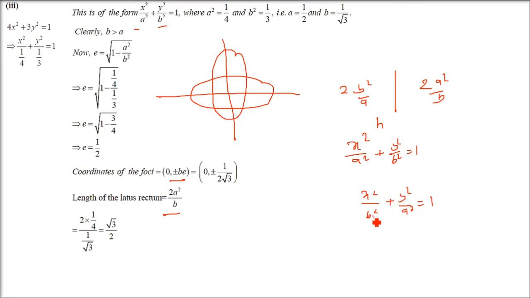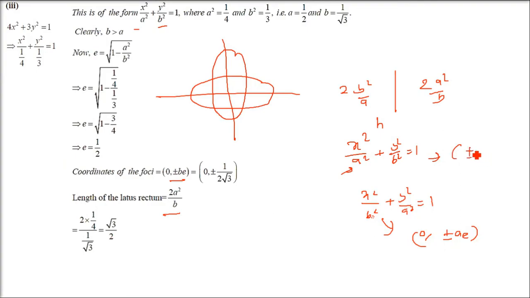So when you do this, you are not going to change the internal expressions like 0 comma plus minus b. You don't have to do it. It will be 0 comma plus minus ae, right? When you change the positions of a square and b square. But the convention we are following is we haven't changed the equation. It's still x square by a square plus y square by b square equals 1. That is why we will check the other thing. Okay?